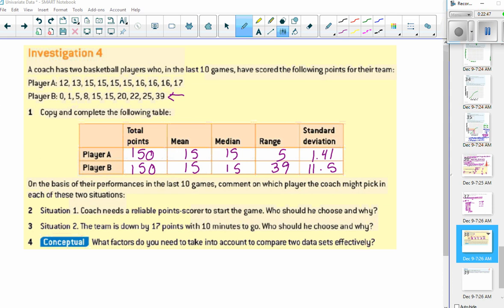So what factors do you need to take into account to compare the 2 data sets effectively? You need to compare both the center and the spread. We've looked at measures of center, looking at your mean, median, and mode, but now we also have to look at that spread. How spread out is it? Not just max to min, but now also on average. That's where that standard deviation comes in.